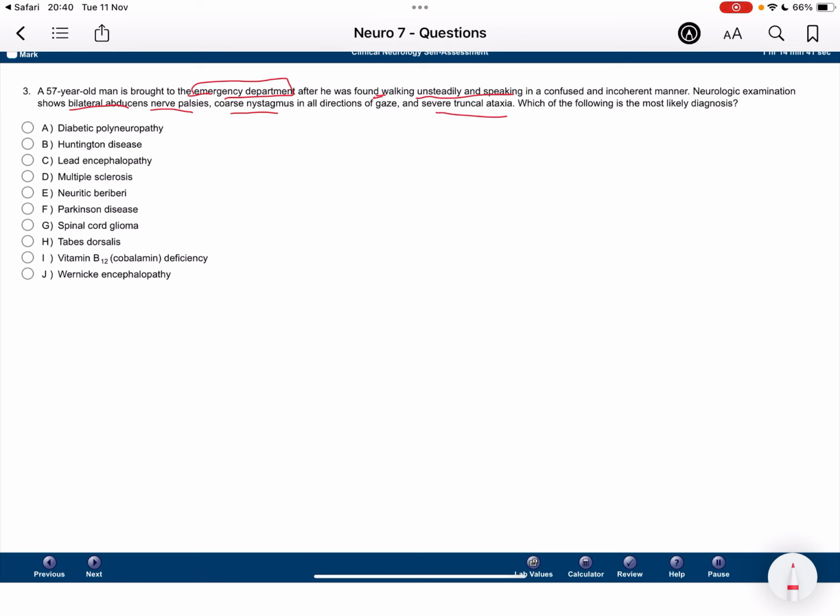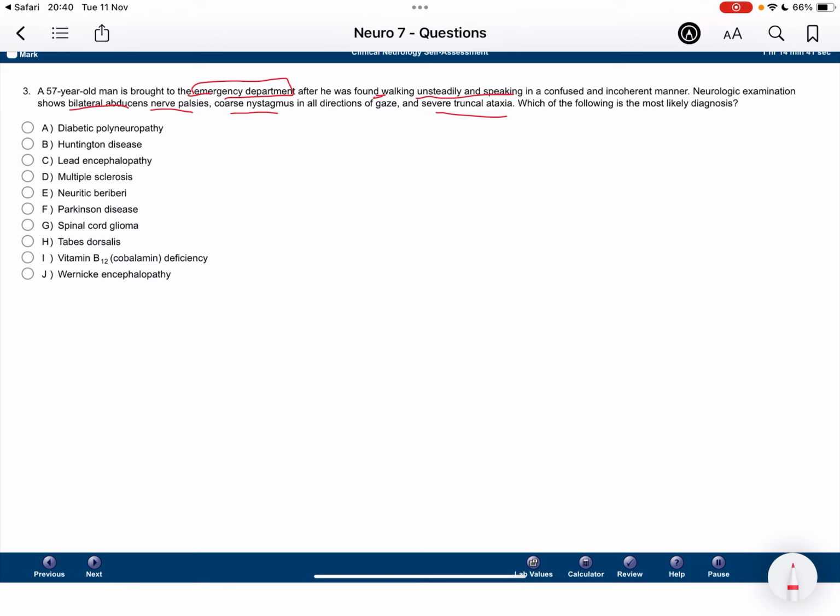But the examiner wants you to understand that this is a 57-year-old man who is brought to the emergency department after he was found walking unsteady and is not able to speak because he's confused and has got an incoherent speech. He's got bilateral abducens palsy, he's got nystagmus, and he's got truncal ataxia. What would be the first most important thing?